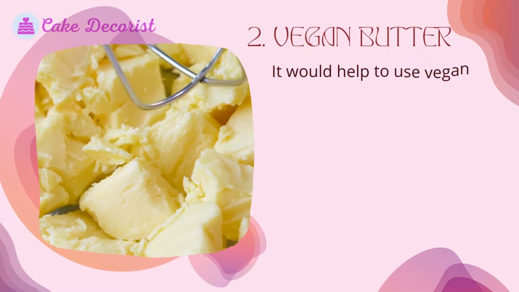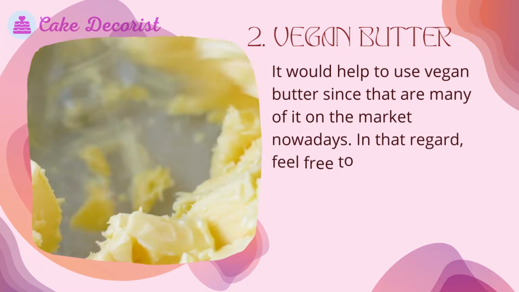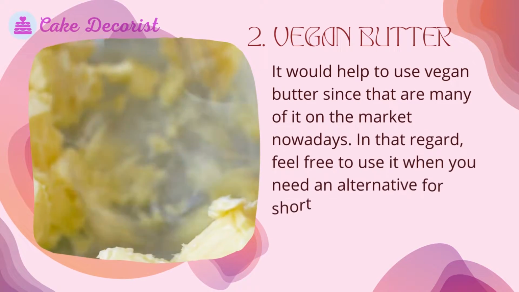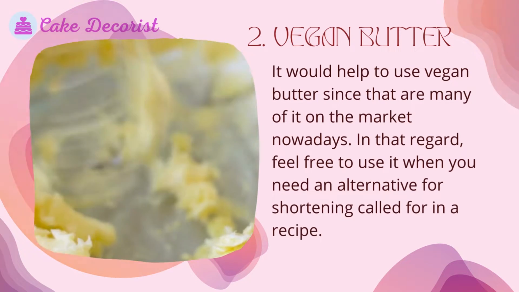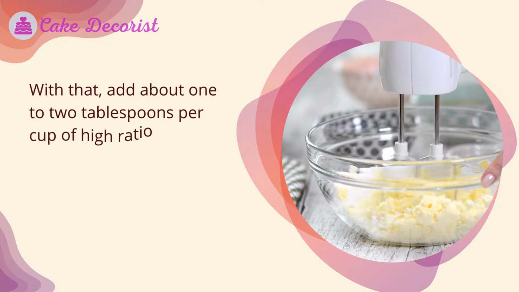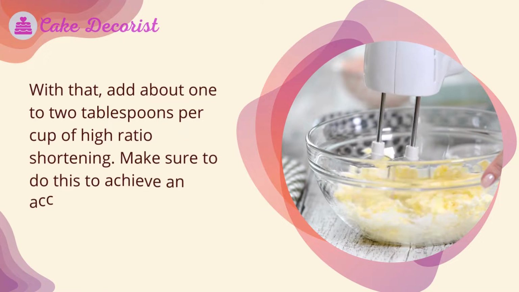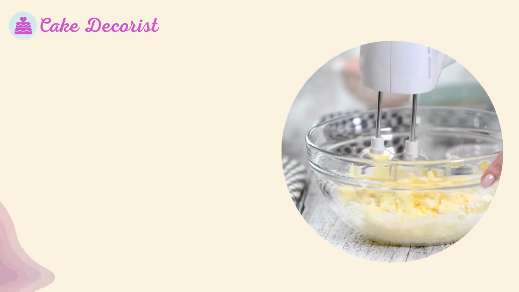2. Vegan butter. It would help to use vegan butter since there are many of it on the market nowadays. In that regard, feel free to use it when you need an alternative for shortening called for in a recipe. With that, add about 1 to 2 tablespoons per cup of high-ratio shortening. Make sure to do this to achieve an accurate fat-to-water ratio.